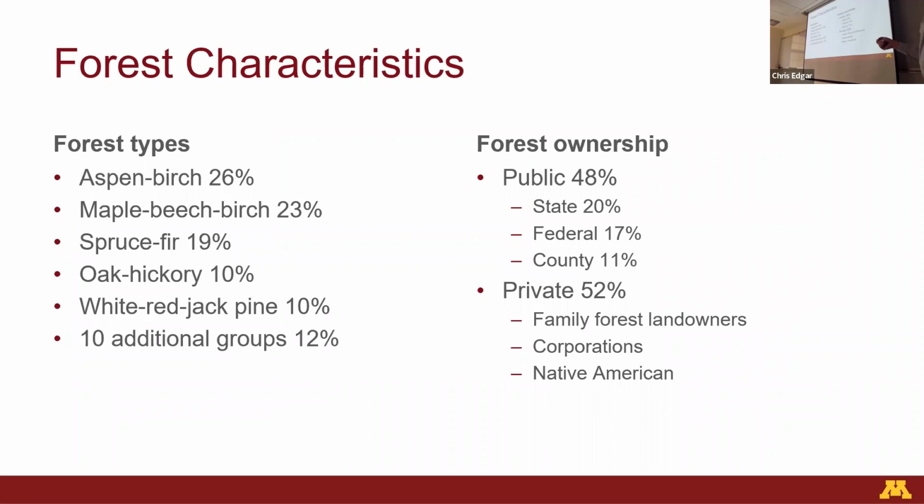I think many of you know this, but forest types are quite diverse. Aspen-birch is predominant here with about 26% of the forest types, followed by maple-beech-birch, and then we get into some of the conifers: spruce-fir, oak-hickory, white-red-jack pine. There are actually 10 additional groups that account for 12% of the rest. It's also diverse by ownership, as I was mentioning, with the diverse ownership patterns in the state. There's a fairly even split between public and private across the Laurentian Mixed Forest. One thing that's unique here is that the 3 public agencies manage a lot of forest land between state, federal, and county.